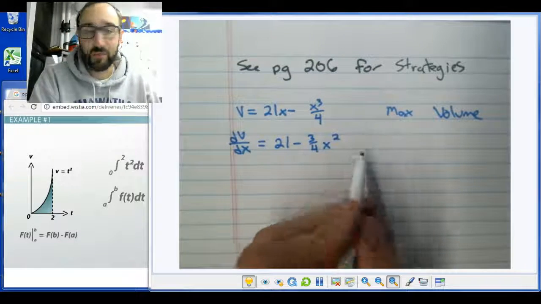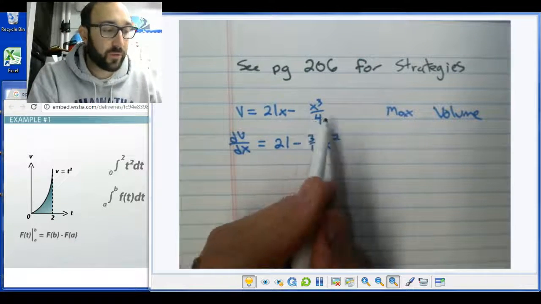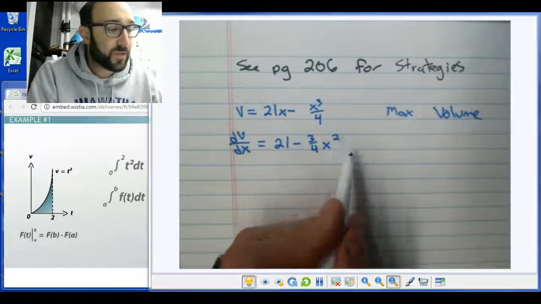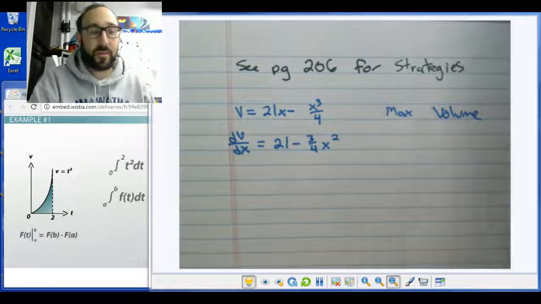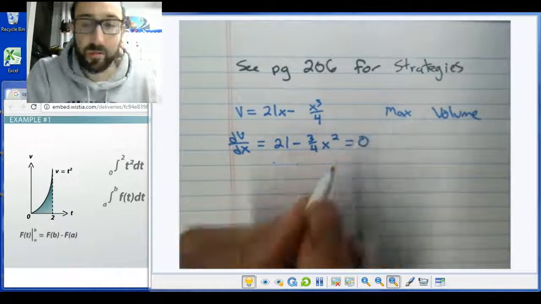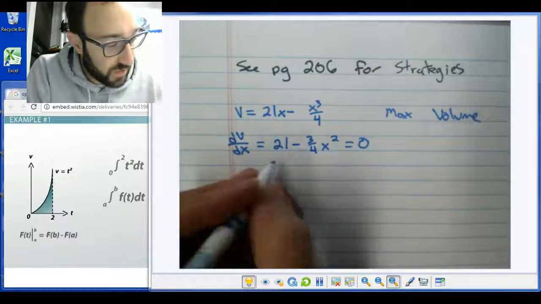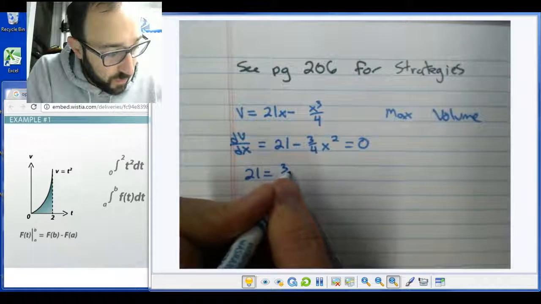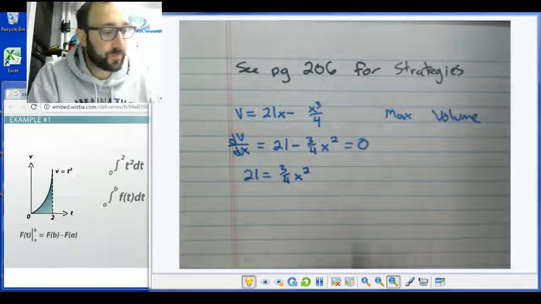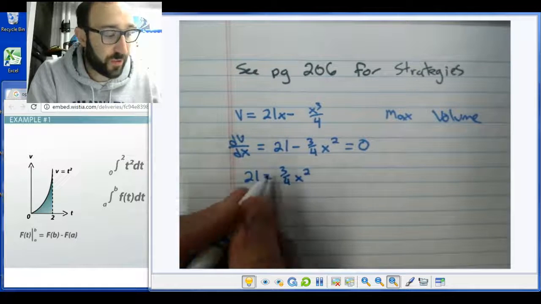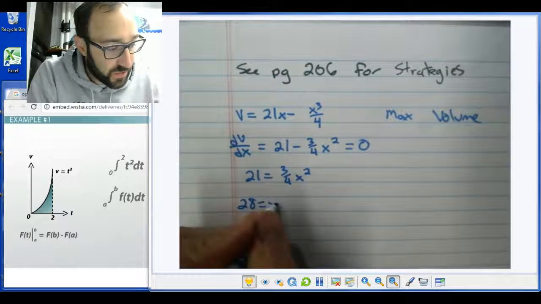I don't need to do dx over anything because we're taking the derivative with respect to x. Alright, so that's my whole thing, and remember, if I want to find max or min, I need to find the critical numbers, which is when the derivative is set to 0. So then I can solve this, and I can say that 21 equals 3/4 x squared. Multiply by 4/3, and you should get 28 equals x squared.